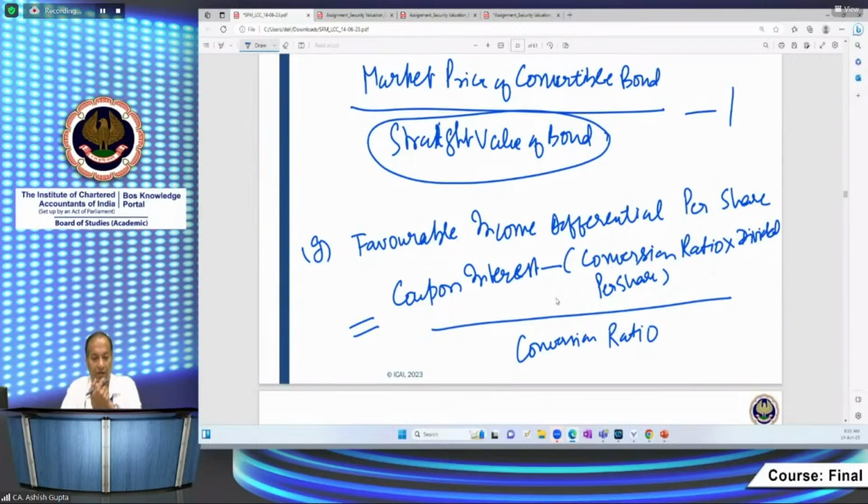Now, student, please note here. This is basically favorable income differential per share. Because see what happens when you carry the bond, it carries a coupon interest, and normally in maximum cases the coupon interest is higher than your dividend payment.